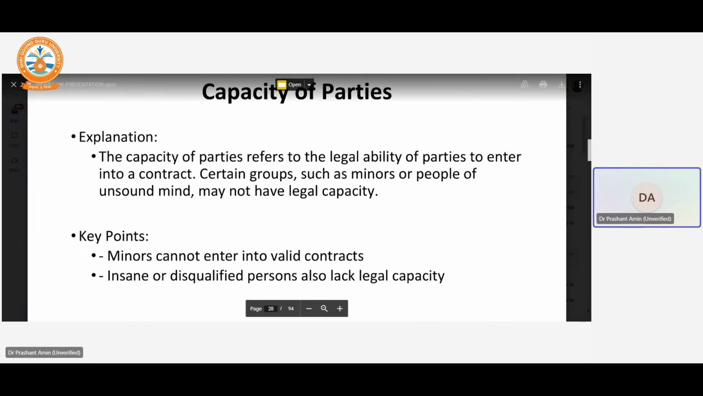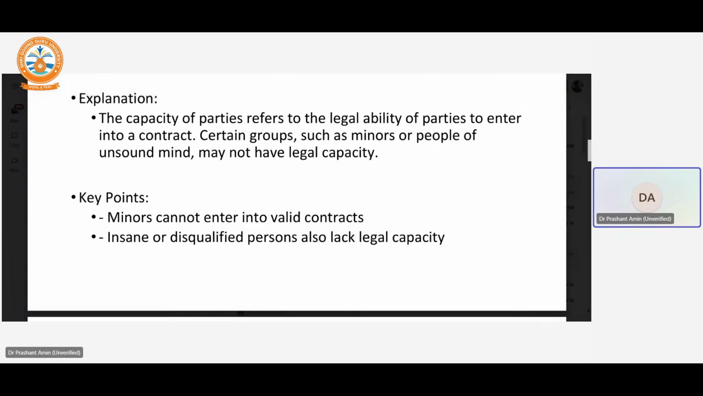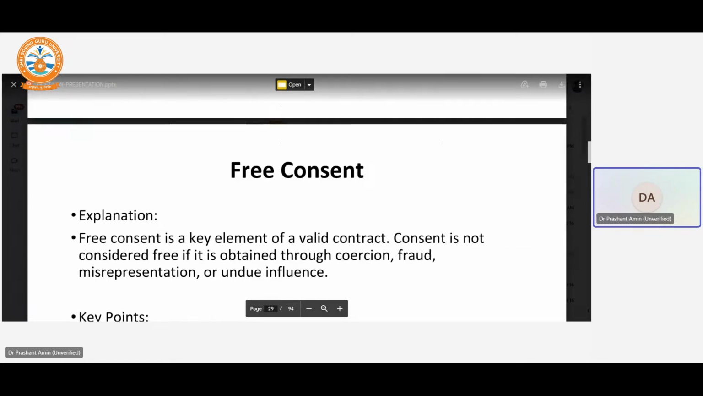Now I am going to this capacity of the party. The minor cannot enter into a valid contract, but the condition is that if it is a benefit to the minor, then it is an executable contract. Insane or disqualified person, lack of legal capacity, the person who is a lunatic kind of a thing, or is not in the right frame of mind, or is bad kind of thing, so they are the parties which cannot enter into the contract, right? So that is the idea.